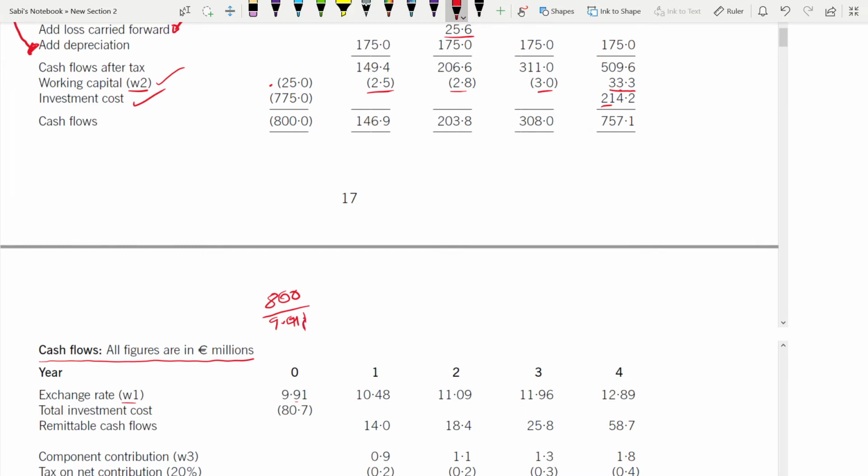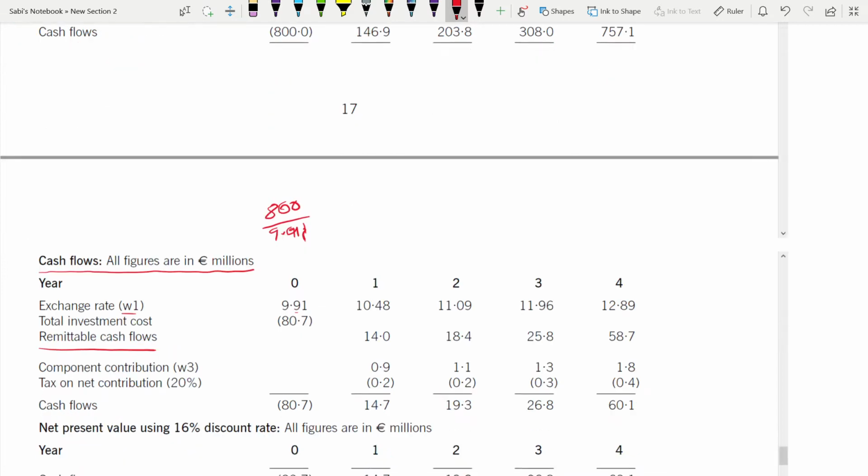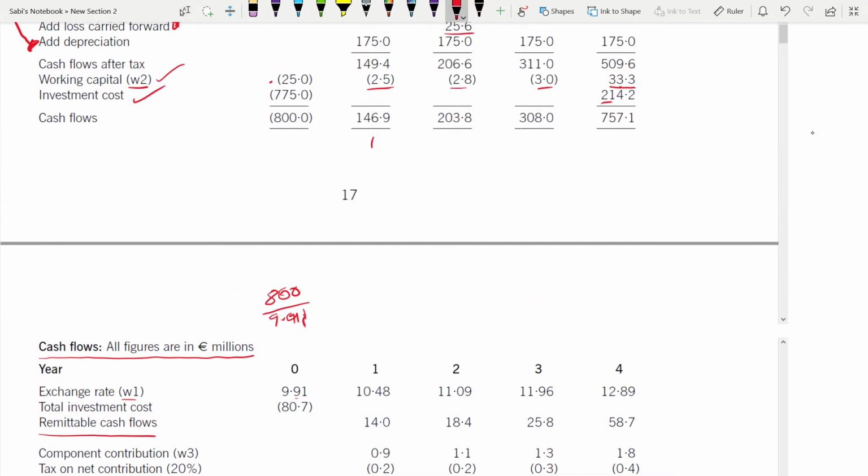For year 0. Coming to 1 to 4, it is the remittable cash flows. 1 to 4, because of course initial cost you will not remit. Cash inflows only you will remit. So the first one is 146.9. Divide by 10.48. So you are getting 14 point something. So likewise you have to divide this. This you have to divide by what? 10.48, 11.09, 11.96 and 12.89. Okay, divide.